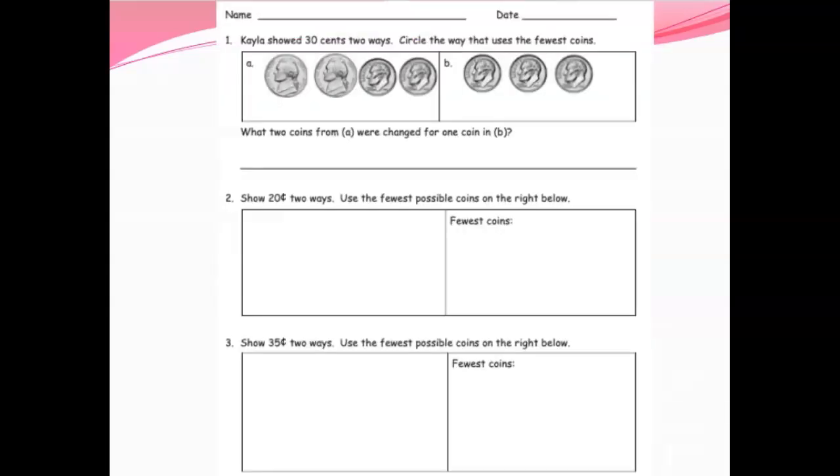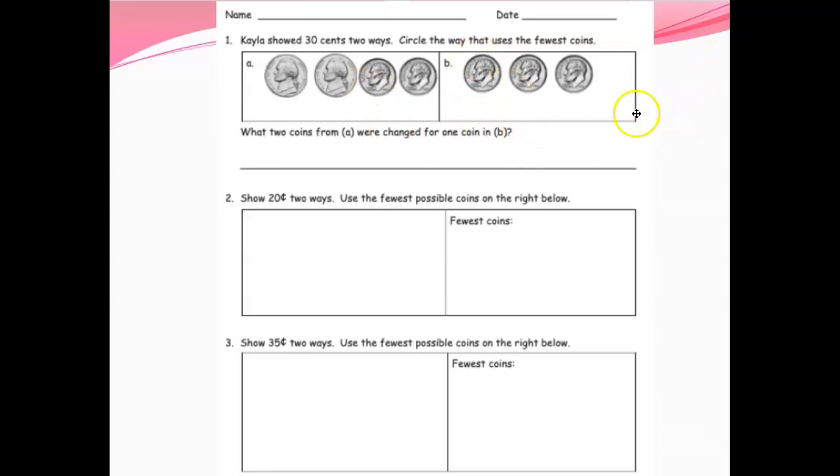So now I'm going to show you guys your problem set and your exit ticket for today. This lesson is very similar to what you've been working on before spring break, so it should be a good review. You're going to make coins, a value in 2 different ways. So right on number 1, it says Kayla showed 30 cents in 2 ways. Circle the way that has the fewest amount of coins.